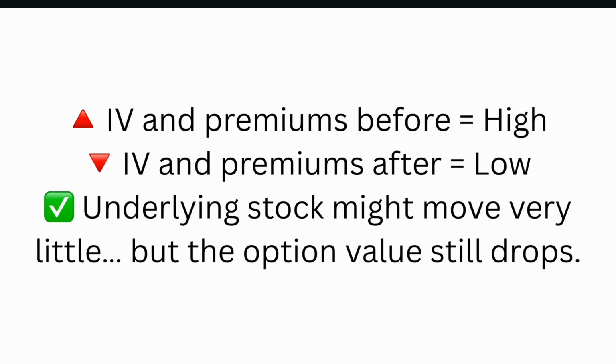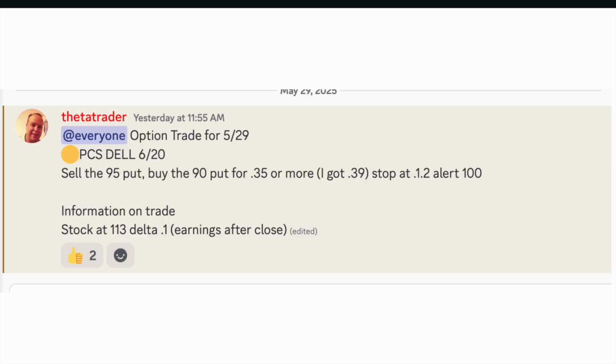IV and premiums before an event like that mean high implied volatility. IV and premiums after that event will have a low implied volatility. Again, we want to be selling with more implied volatility and buying it back at lower implied volatility when we're selling options. Now, the underlying stock might move very little, but the option value will still drop, and this is an example I just did. Yesterday, I took a trade on Dell.